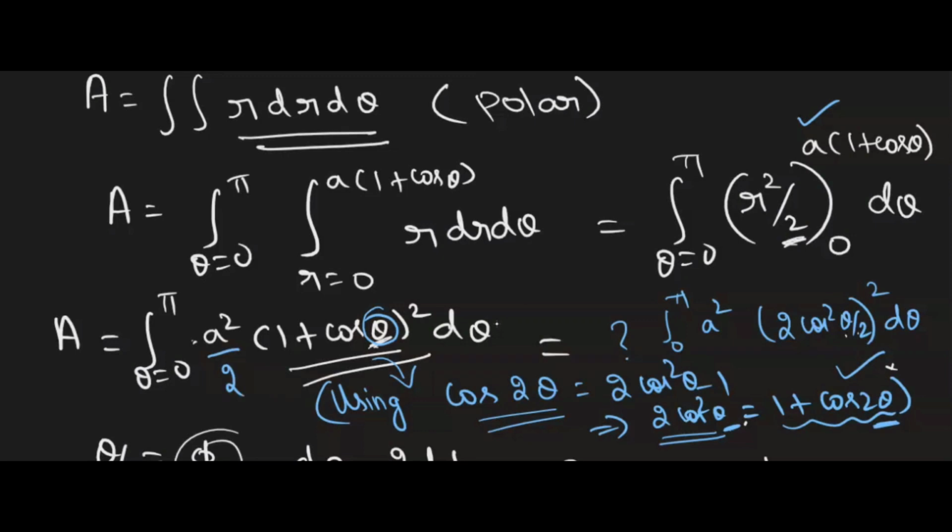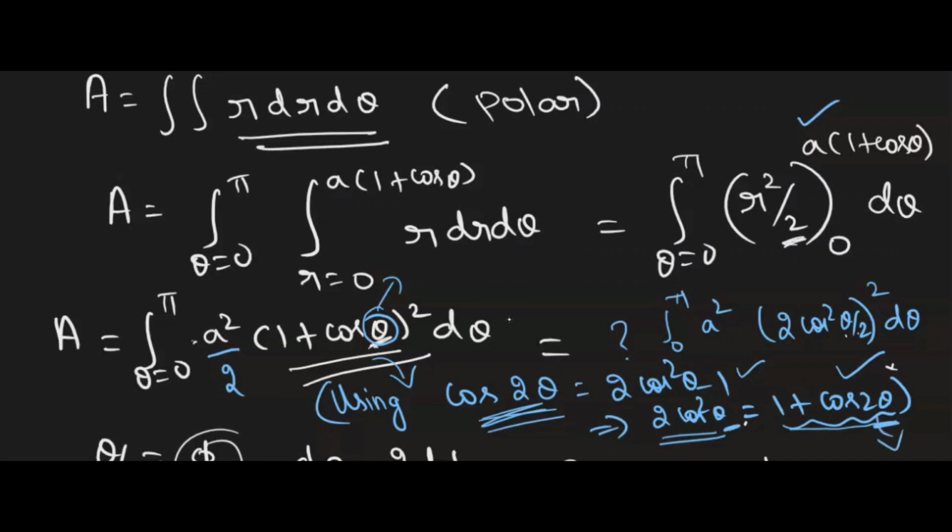Now to integrate this, it is not an easy one. So if you expand it also, again you have to use the formula. So we are using the trigonometric formula cos 2 theta is equal to 2 cos square theta minus 1, which implies 2 cos square theta is 1 plus cos 2 theta. So we are using this half angle formula. In the place of 2 theta, we have theta.